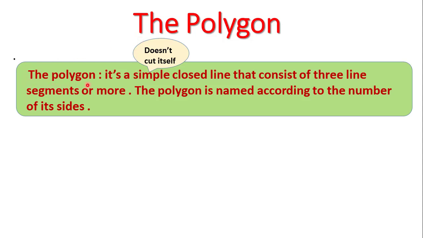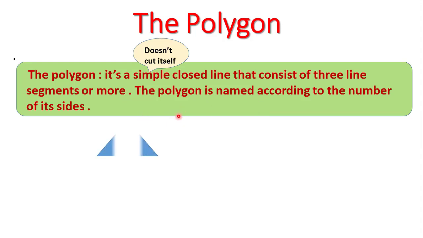Here we have another definition, that the polygon is a simple closed line. What do you mean by simple closed line? Simple means it doesn't cut itself. So this is a line. Simple means it doesn't cut itself. Closed, it should be closed. It consists of 3 line segments or more, not less than 3 line segments.